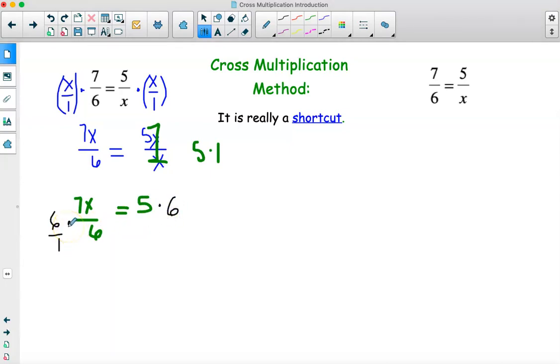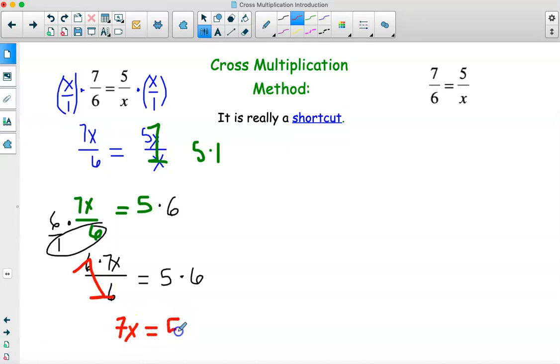And what you'll see over here is that in the numerator, I'll have 6 times 7x, and in the denominator, I'll have 6. And over here, I'm going to leave this as 5 times 6, and you'll see in a little bit why I do that. 6 divided by 6 is equal to 1, so we're left with just 7x, because 1 times 7x is just 7x. Now look, we did all of that work to get x on one side, and then in the end we can divide each side by 7.